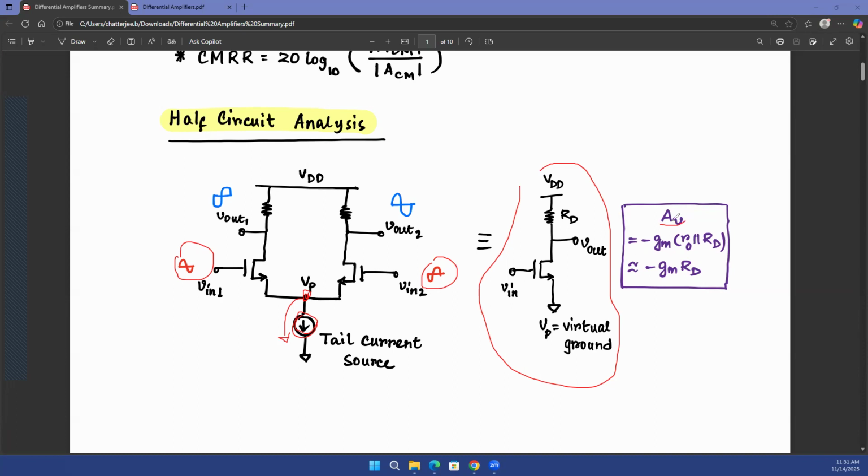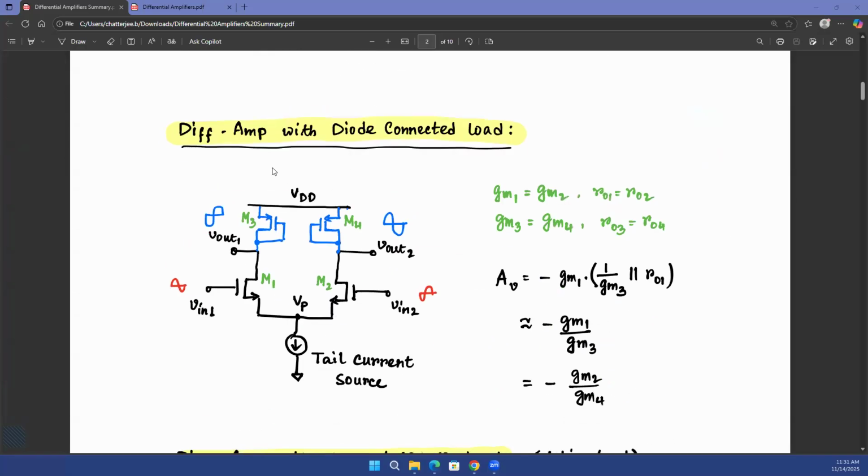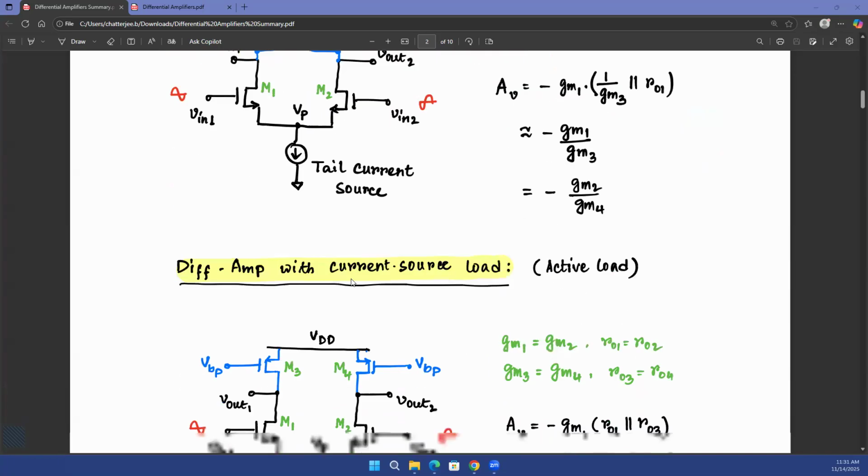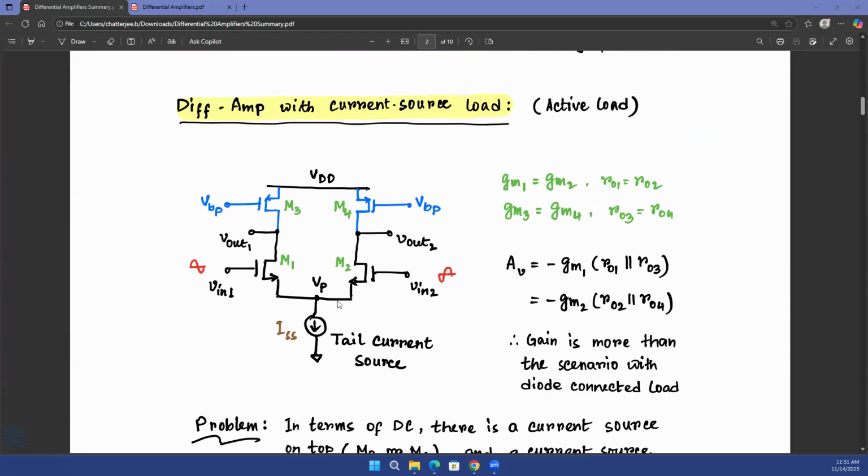And the gain here is going to be minus GM times RO in parallel with RD. If RO is infinitely large, it's just minus GM times RD. Right? So everything that we learned today, that's what is summarized here. In the next lecture, I'll start with a little bit more complex concepts related to differential amplifier. Questions?